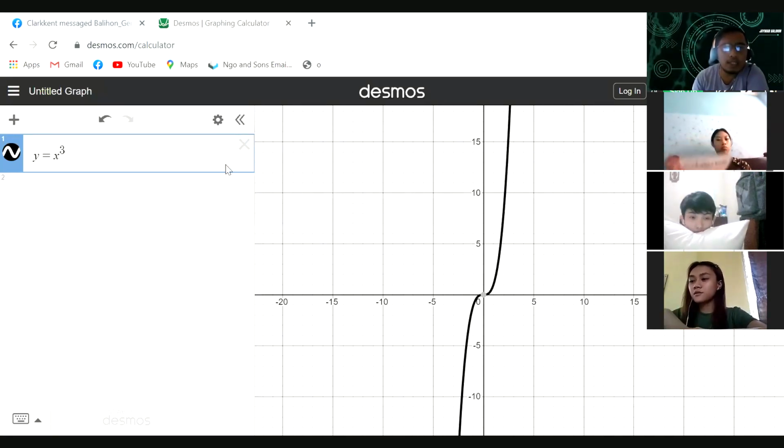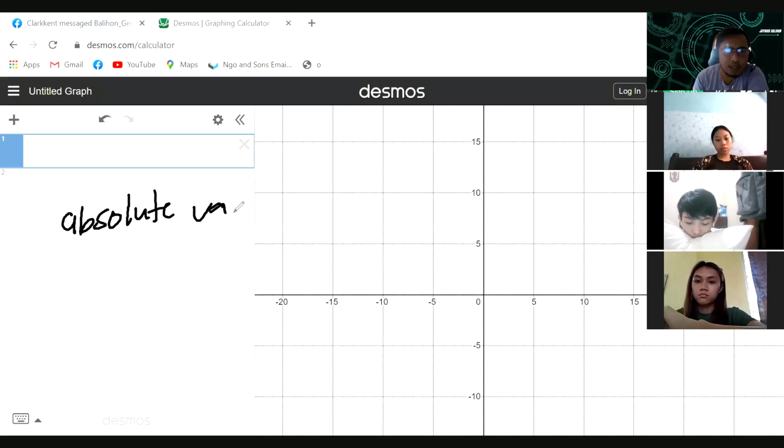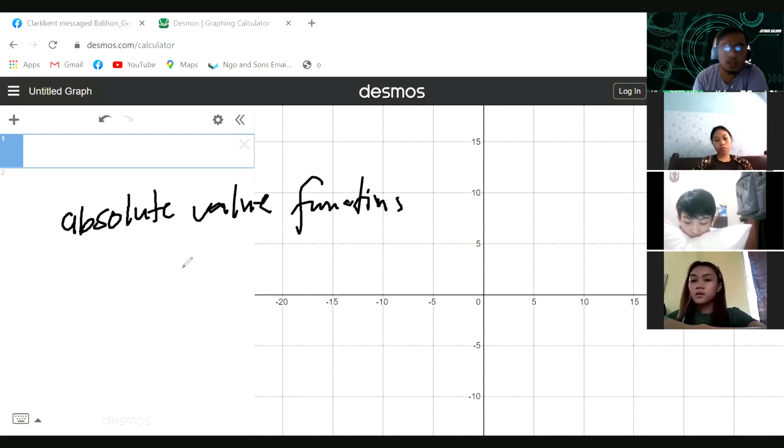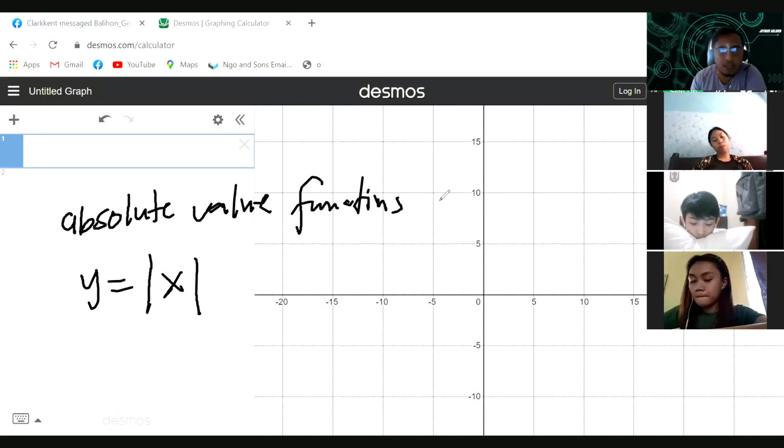Another one is the absolute value function. The absolute value function is given by y equal to the absolute value of x. Or you may have transformations for your graph later. So if you will have, say for example, you graph that one.